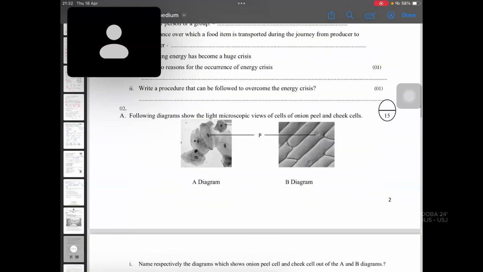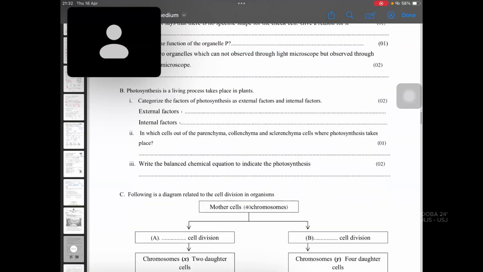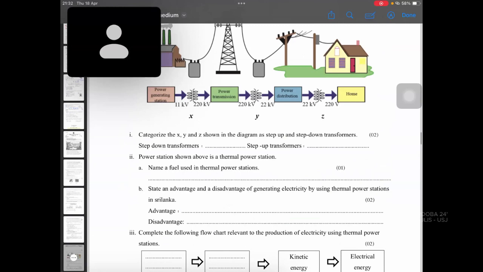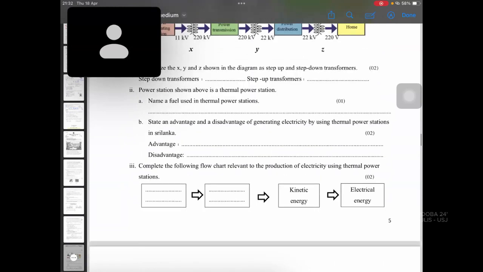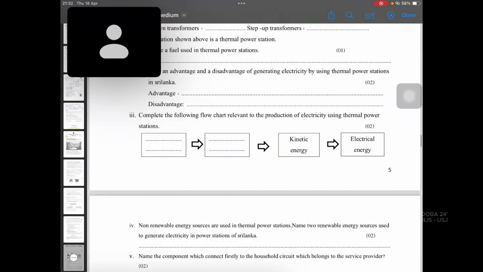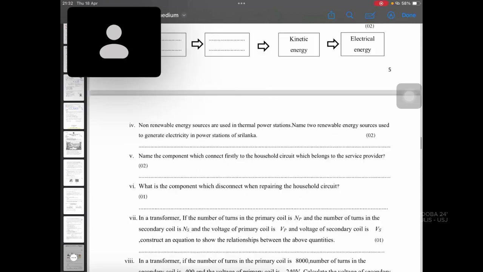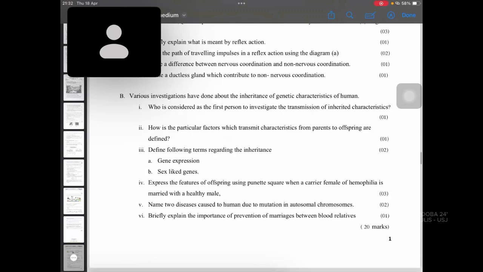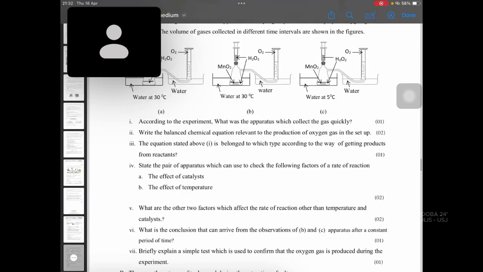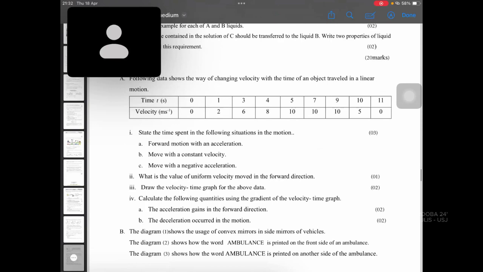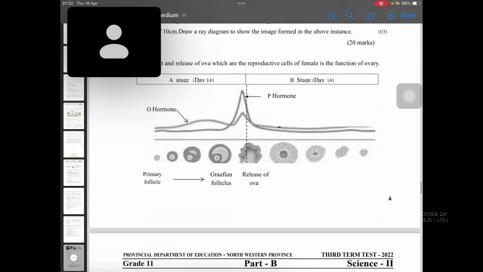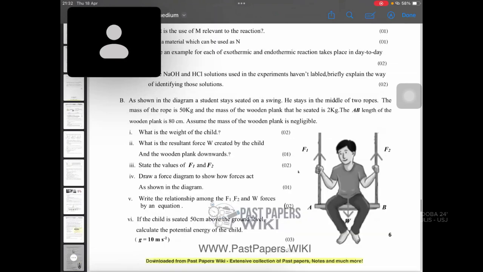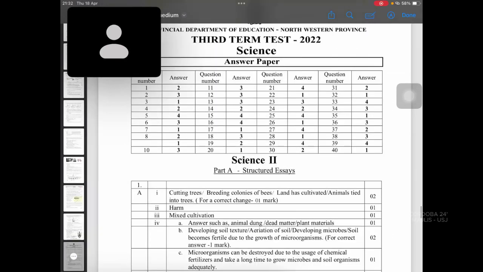Then you will get one biology question, the second question, the third question will be a chemistry question, and the fourth question will be a physics question. Then you have your essay paper. The first one will be full biology, the second full chemistry, the third full physics, the fourth half biology and half physics, and the next half chemistry and half physics. You have the answers also here.